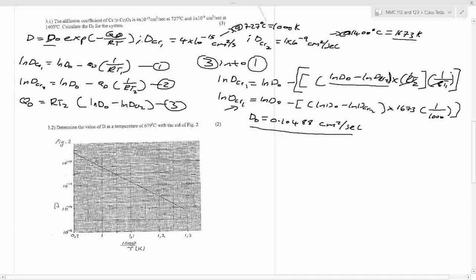The ln of DCR1, you put the diffusion coefficient here, and you put the diffusion coefficient there. You place the temperatures, and you solve for the ln of D0, and this is what you should be getting.